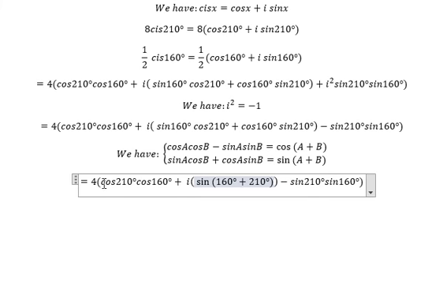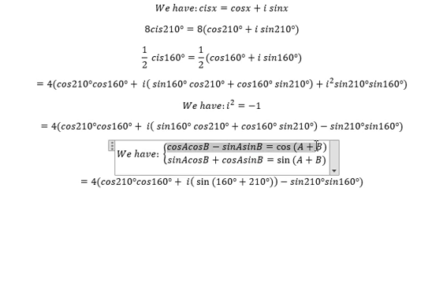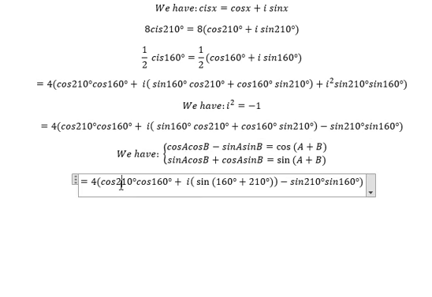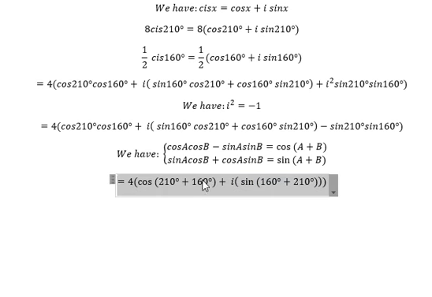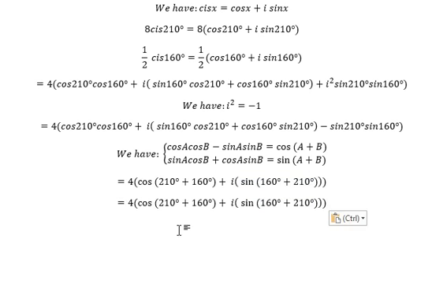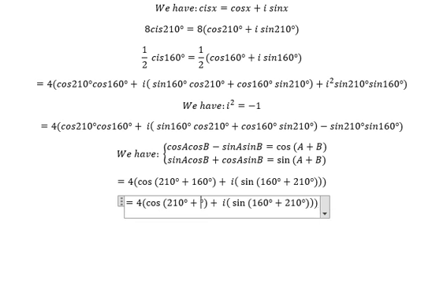The next one, this one and this one, we can apply the first formula in here. So we have cosine of 210 degrees plus 160 degrees. So for this one, we have 370.